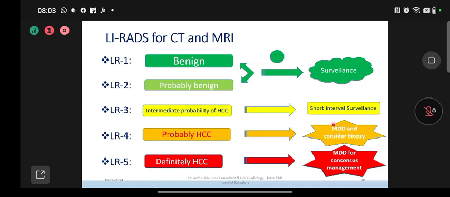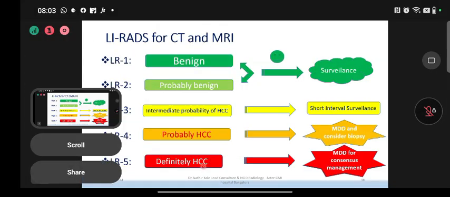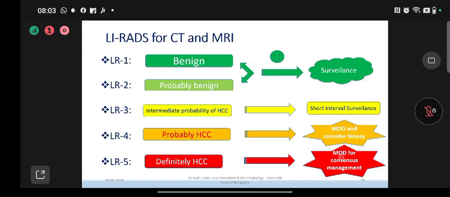We have an MDT, and then based on what type of lesion, what do we want to do, we can even consider biopsy. For definitive HCC, whenever we are seeing LR5 lesions, very characteristic, there is no requirement of any biopsy, and you can directly go in for MDT, and then you can have a consensus on management, like what do you want to do: some interventional procedures, or do you want to do a resection, or do you want to put the patient up for the transplant.